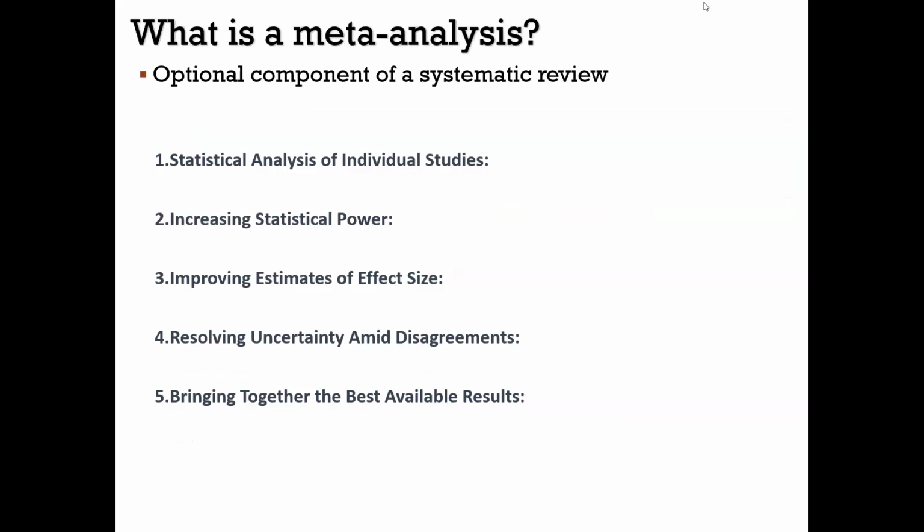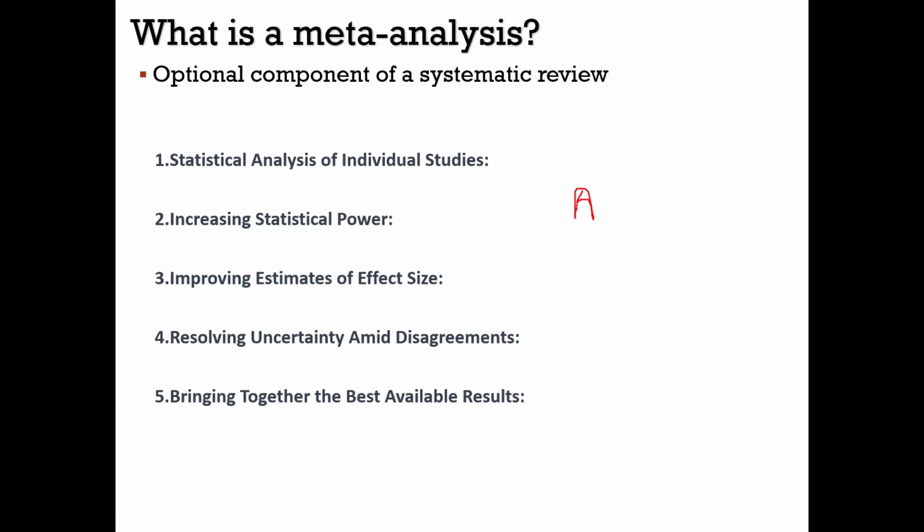Next, what is meta-analysis? It is an optional component of systematic review. For example, it is basically statistical analysis of individual studies. In simple words, see there are 5 points here. What is meta-analysis? It is a statistical analysis of individual studies. It increases the statistical power, improves the estimates of the effect size, and resolves uncertainty amid disagreement. It brings together the best available result.